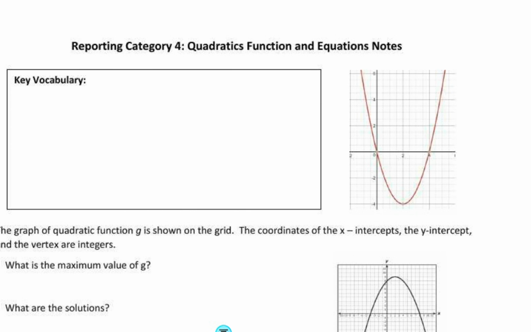Alright, let's go ahead and dive into our key vocabulary here. If you remember, there's a lot of key features to remember in regards to our quadratic functions. So let's talk about some of those things. One of our main points we want to talk about is our vertex. Remember, we describe our vertex using the word maximum or minimum. So that's the highest point or the lowest point.